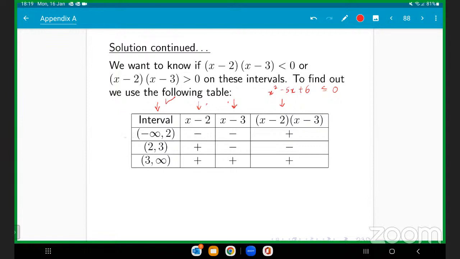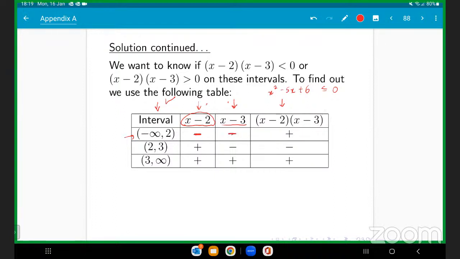For the first interval, minus infinity to 2, if you plug in any number from that interval in the factor x minus 2, you will see that the answer that comes out is negative. And hence, you put a negative sign in that entry of the table. Then you check the same thing for the next factor, x minus 3. You put any number from minus infinity to 2 into x minus 3, the answer will be negative.